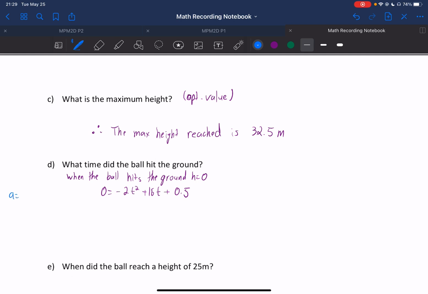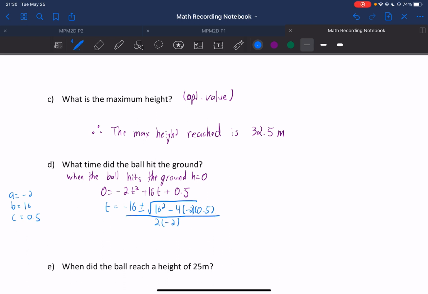So our A in this case is going to be -2. Our B is +16. And our C is 0.5. So let's set up this equation. t equals -16 plus minus the square root of 16 squared minus 4 bracket -2 bracket 0.5. And this is all over 2 bracket -2.